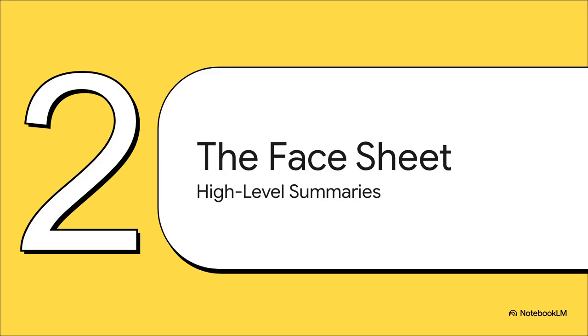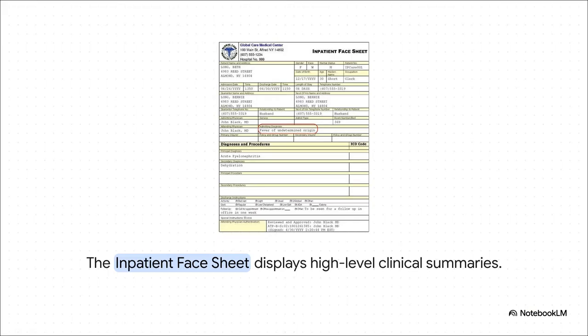Moving right along to Section 2, the face sheet, high-level summaries. So this standard inpatient face sheet is almost always the very first thing you're going to see when you open up a chart. Now, sure, it contains a lot of administrative data, but more importantly for us, it holds those high-level clinical summaries. You're going to want to evaluate the primary fields here, like the admitting diagnosis, the principal diagnosis, secondary diagnosis, and of course any principal or secondary procedures. But, linking back to our core rule, we don't just take this sheet at face value, right? We use it as our starting hypothesis.